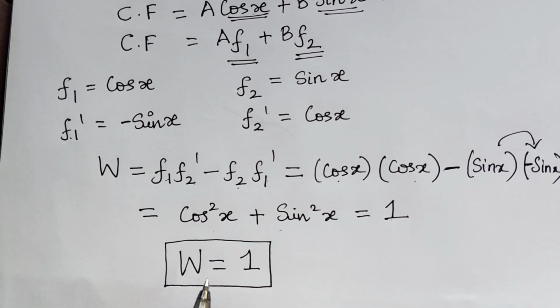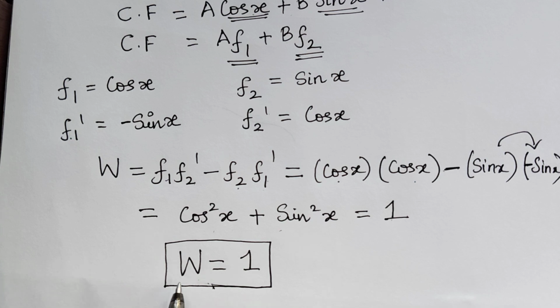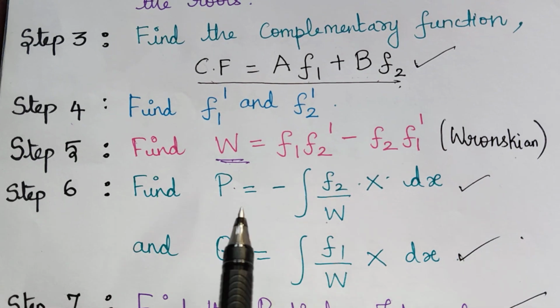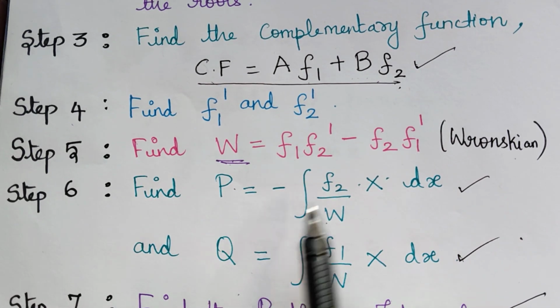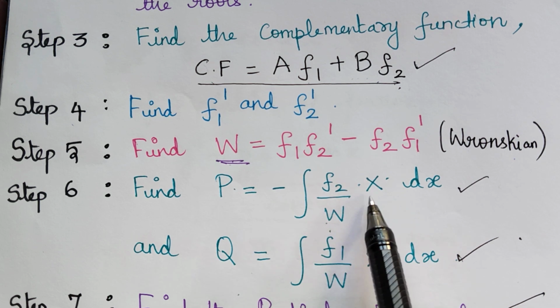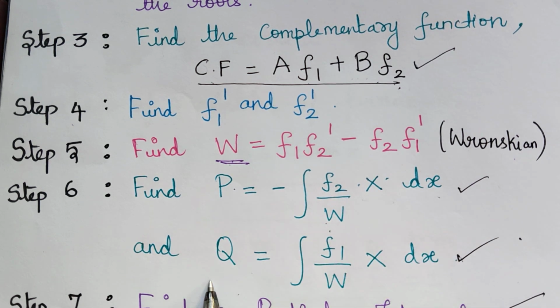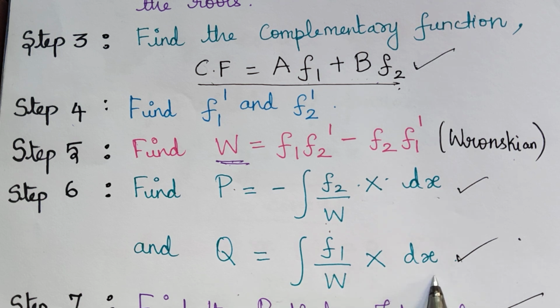Why did we evaluate this value of W? Because we want to find capital P and capital Q, where we have to substitute this value of W. So what are capital P and capital Q? They are given by the formulas: P is equal to negative integral of f2 by W multiplied with X dx, and Q is equal to integral of f1 by W multiplied with X dx.